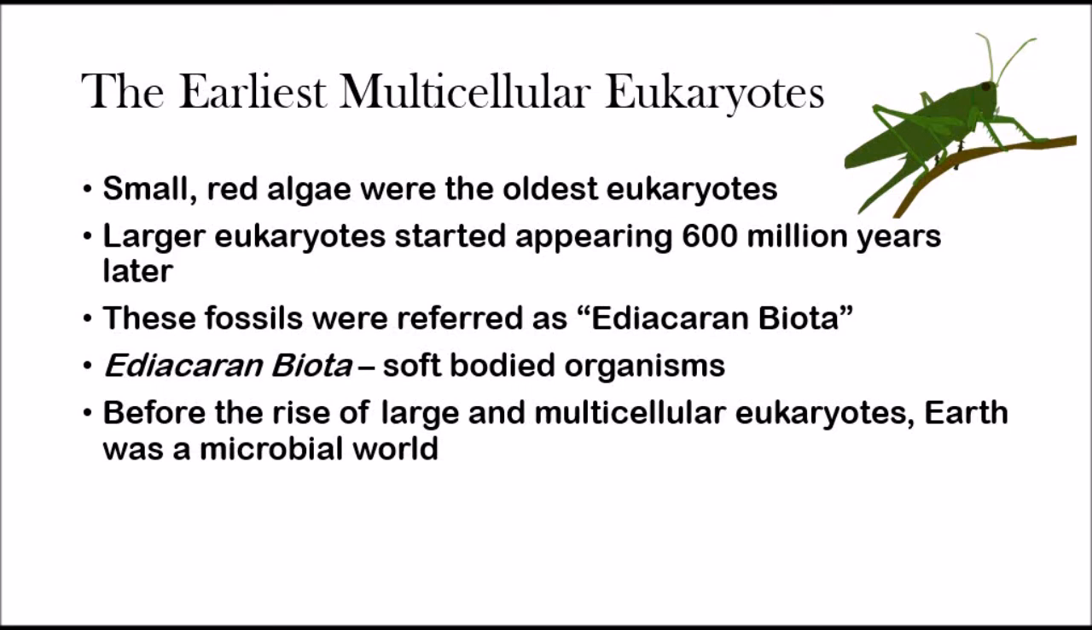Larger eukaryotes started appearing around 600 million years ago. These fossils are referred to as Ediacaran biota. I don't know if I'm pronouncing that right. You might want to check that. But these organisms are soft-bodied organisms. They're very squishy, you know. But before the rise of these large multicellular eukaryotes, the Earth was a very microbial world, meaning that you only had tiny organisms. You didn't have any big organisms. Only then, after many years, did we get these large multicellular organisms that you see today.